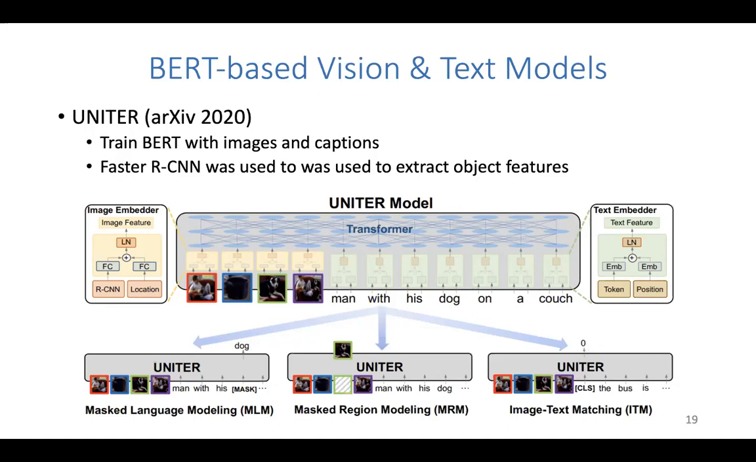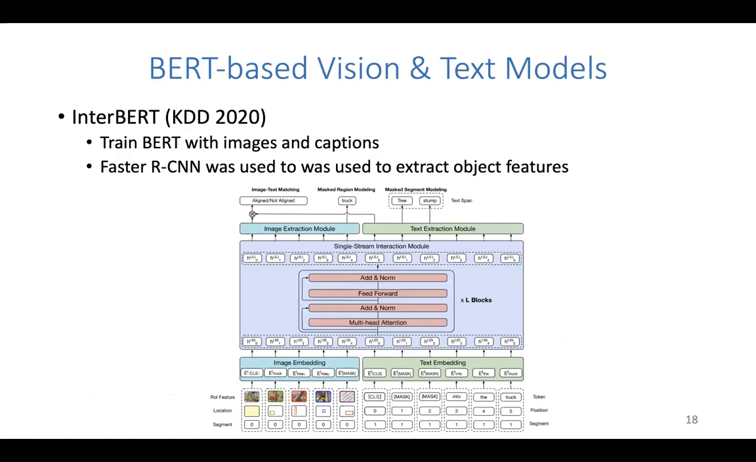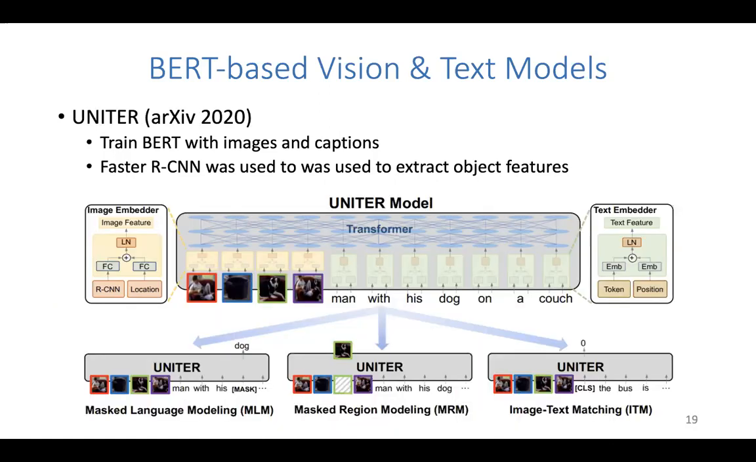So again, all of these, like UNITER, InterBERT, and ViLBERT, use Faster RCNN to extract object-specific information from the image, and then they do basically three pre-training tasks. One is masked language modeling, another is masked image modeling, and the third is image-text alignment classification. It's just that they have slightly different objectives, slightly different model architecture, and slightly different input encoding.